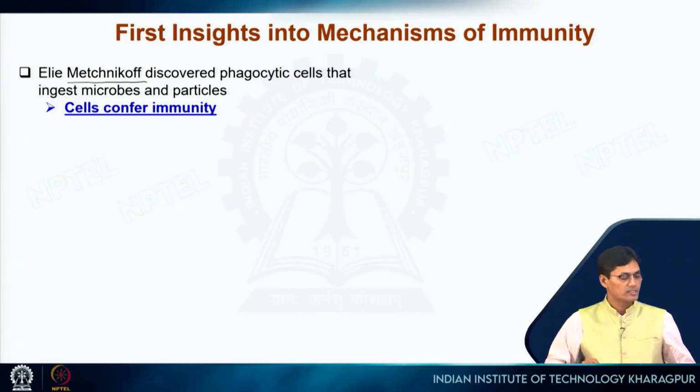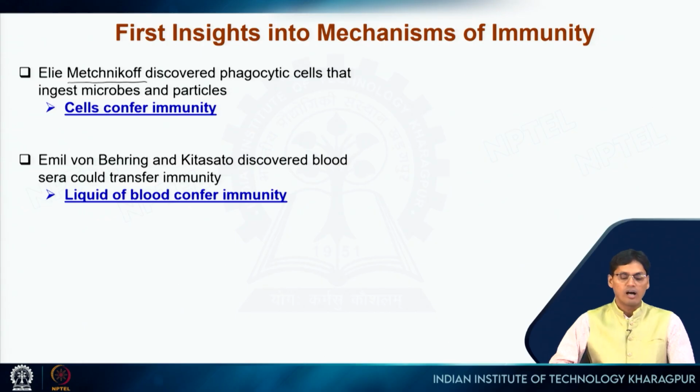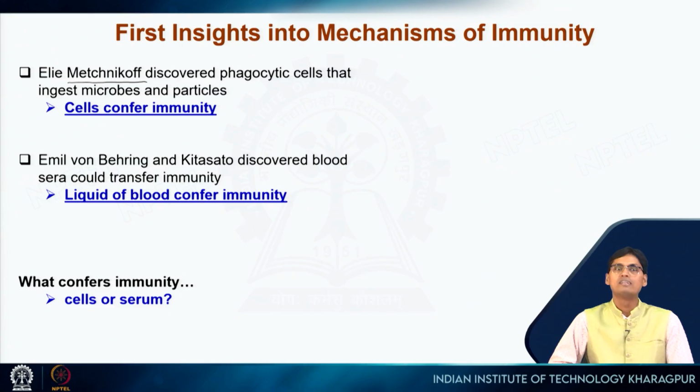On the other hand, almost at the same time, Von Behring and Kitasato discovered that blood sera could transfer immunity. What is blood sera? Blood sera is the liquid part of the blood. So the liquid of blood confers immunity. See, these two are contrasting. One group is saying that cells, particularly phagocytic cells, confer immunity, and another group is saying that the liquid of blood confers immunity. So then what is the correct one? Do cells or serum confer immunity?